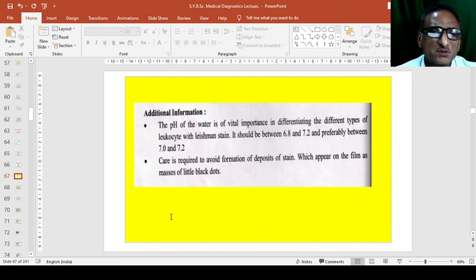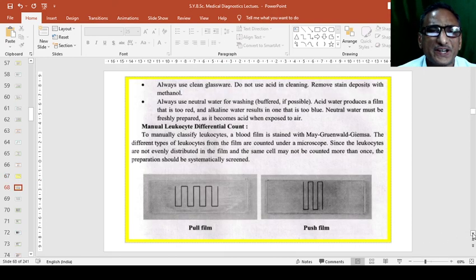So additional information is that the pH of water is of vital importance in differentiating the different types of leukocytes with Leishman stain. It should be between 6.8 and 7.2, and preferably between 7 to 7.2. So care is required to avoid formation of deposits of stain which appear on the film as masses of little black dots. So this should be avoided.